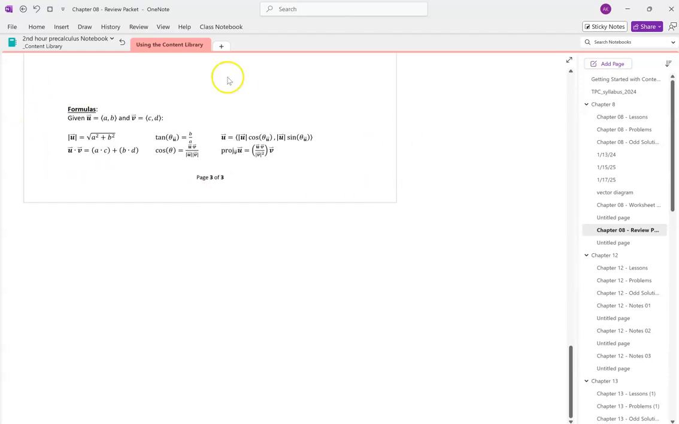If you look at the review, these formulas that are on the end of the review, these are the formulas that I'll give you on the test, so you don't have to include those. But if there's other stuff you want to include, like example problems or other definitions or whatever, I would make sure I start doing that.